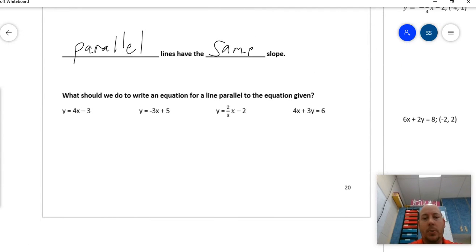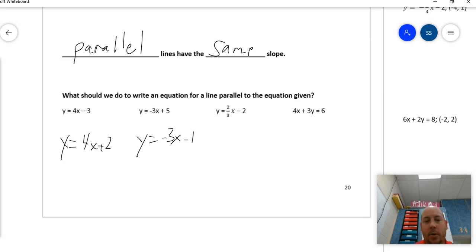So what should we do to write an equation for a parallel line to the given equation? If I want to write a parallel line there, I'm going to keep the slope the same. I'm just going to change the y-intercept. So I could have y equals 4x plus 2, for example. Y equals negative 3x minus 1. Y equals 2/3 x plus 4. Again, the slopes stay the same. I've just changed what my y-intercept is.